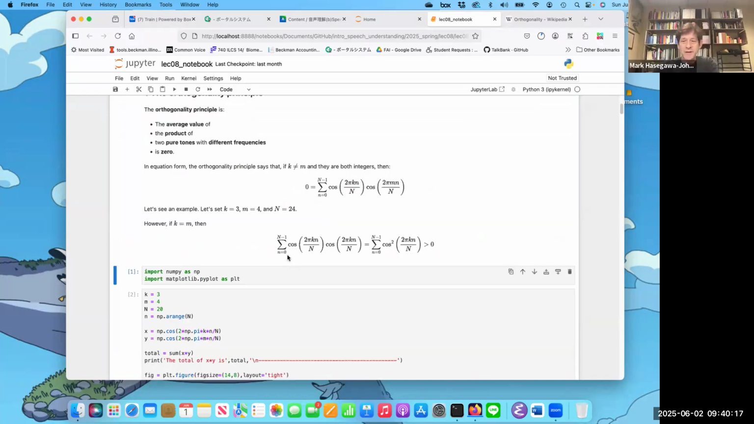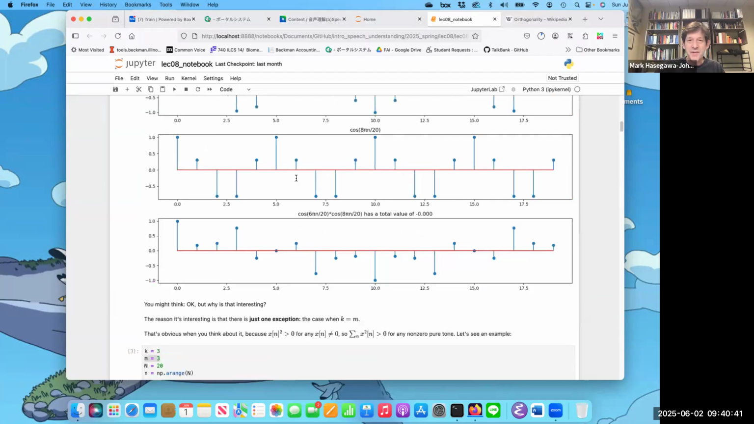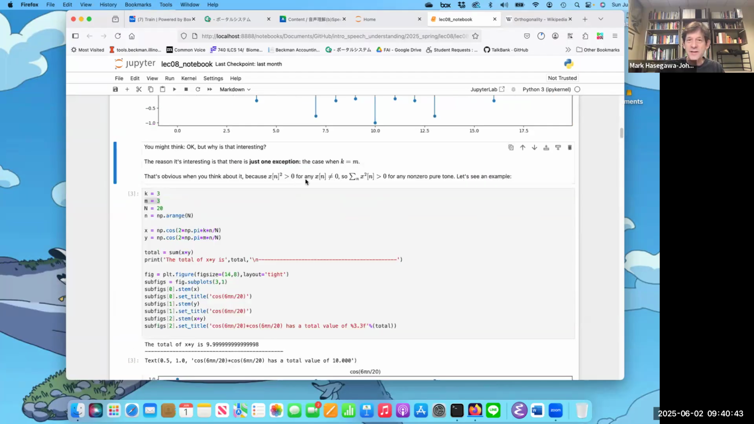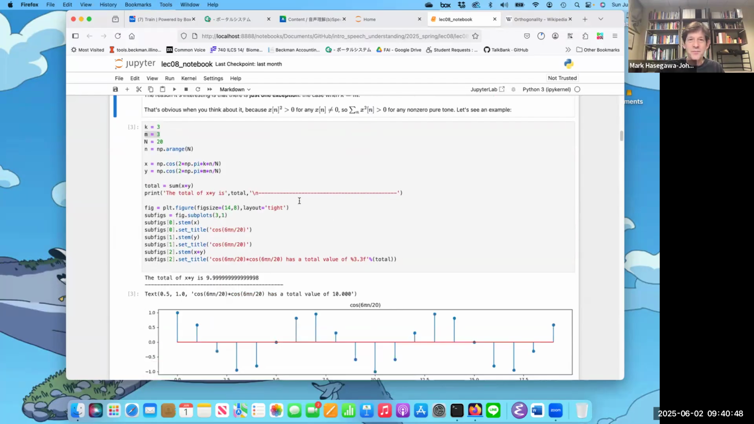So what I've written at the bottom here is, if k is equal to m, then I have cosine 2 pi kn over capital N times the cosine of 2 pi kn over capital N. That's the sum of cosine squared, right? And if you square anything, you get a positive number. So we're adding up a whole bunch of positive numbers only when k is equal to m. And so in that case, if I take x of n squared, add it up over N samples, then I get a non-zero value.